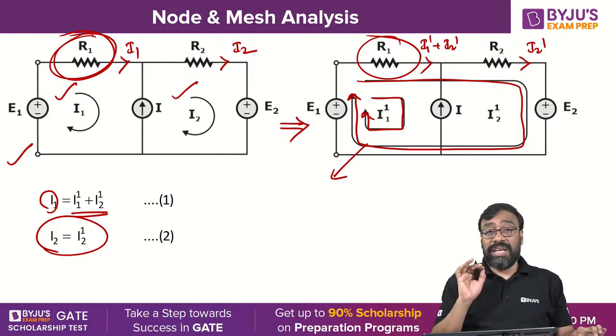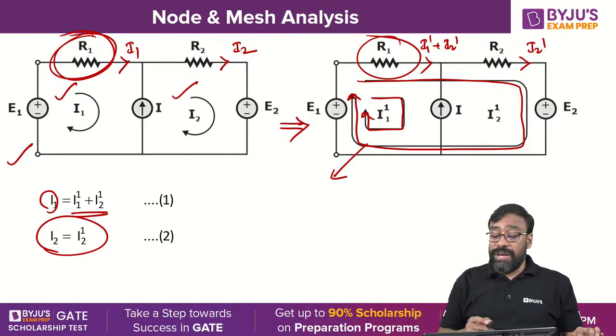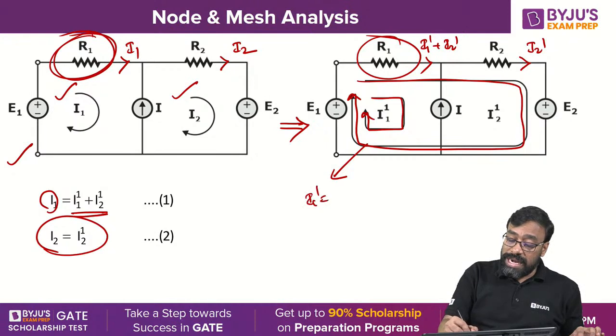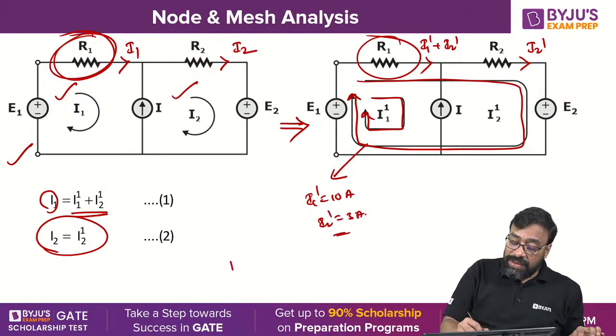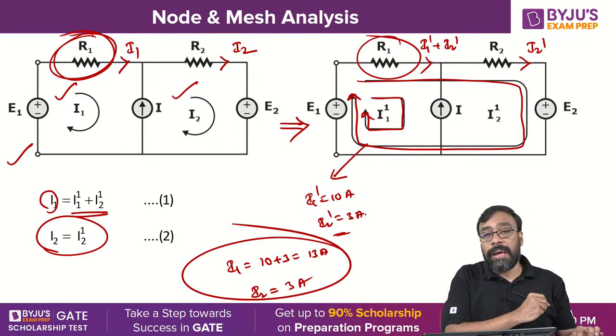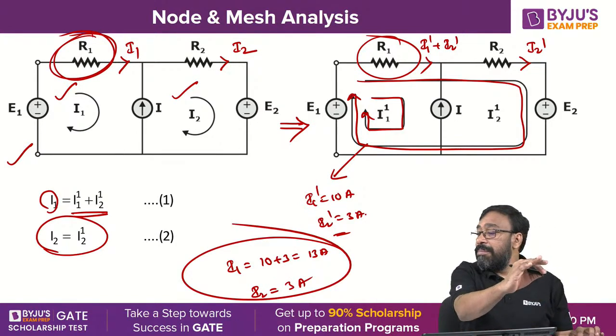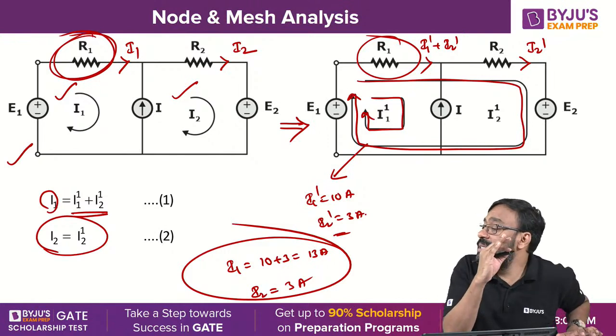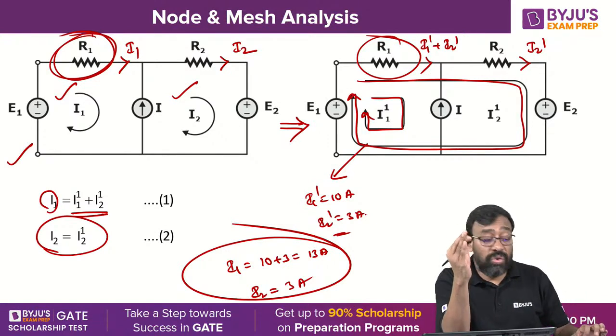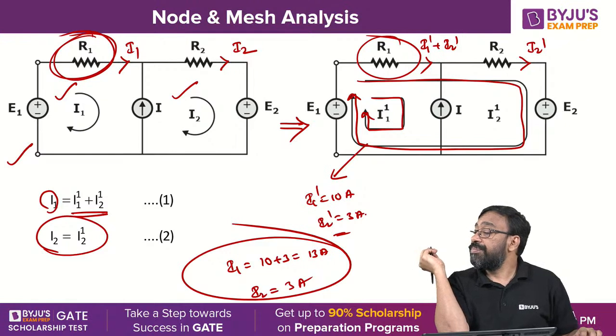So this is a very, very interesting example. So if I know I1 dash is equal to 10 amperes and I2 dash is equal to 3 amperes, then I1 will be 10 plus 3, that is 13 amperes, and I2 will be simply I2 dash, that is nothing but 3 amperes. The branch currents remain same, even though the loop currents are different.